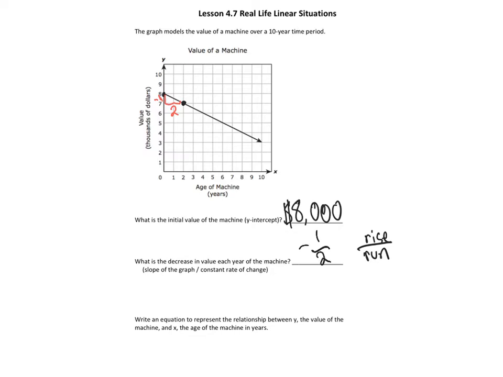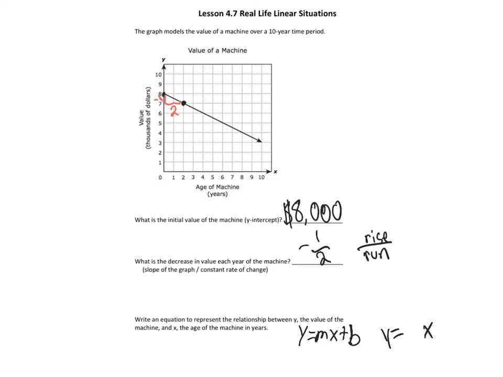Now we have to write an equation to represent the relationship between y, the value of the machine, and x, the age of the machine in years. So we know that we have to have the y equals mx plus b form. Remembering that y equals and x never ever change. We just need to now plug in what we know, which is the m and the b.